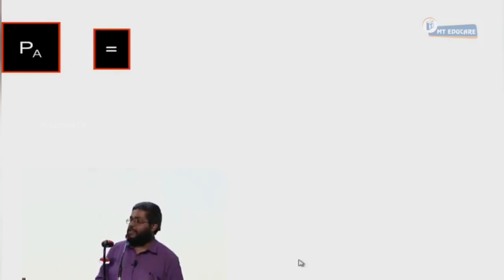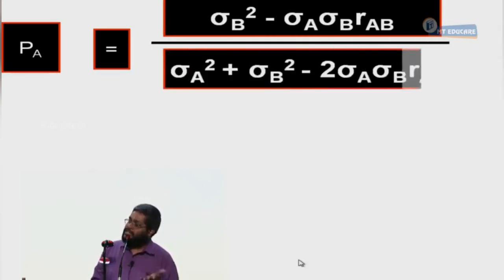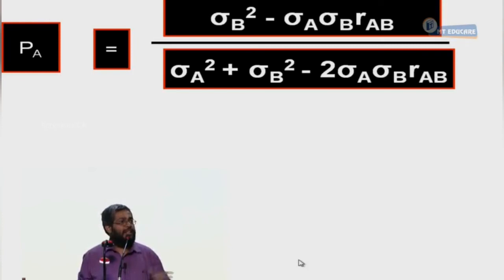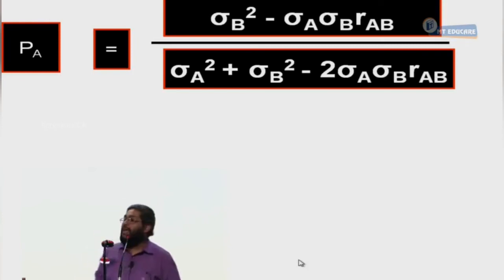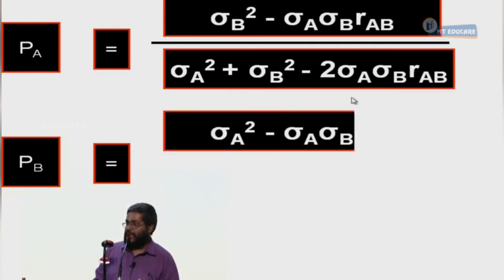As follows. Proportion of A is equal to sigma B squared minus sigma A into sigma B into correlation of A and B, divided by sigma A squared plus sigma B squared minus 2 into sigma A into sigma B into correlation of A and B. We'll derive this formula, simple differential calculus only, but this is the formula for that particular proportion of A. Now, can you guess the proportion of B? Sigma A squared minus sigma A sigma B correlation of A and B, divided by sigma A squared plus sigma B squared minus 2 into sigma A into sigma B into correlation of A and B.